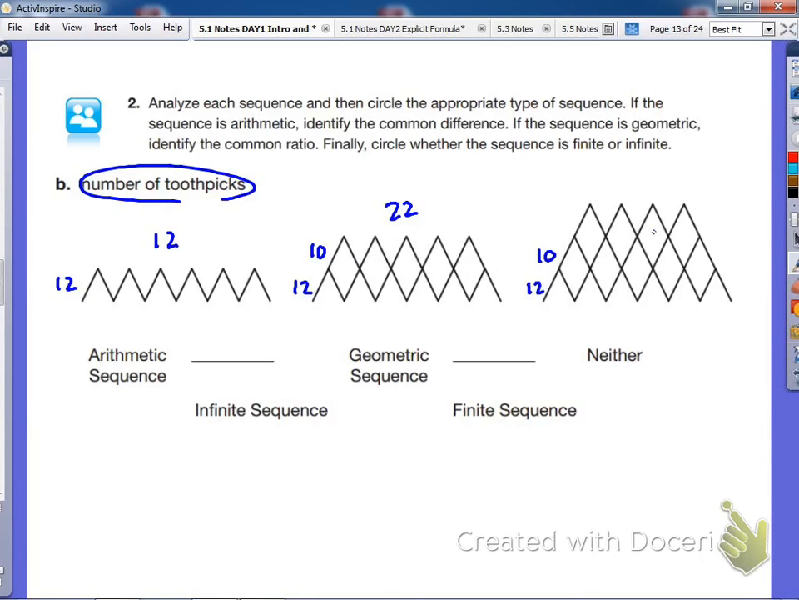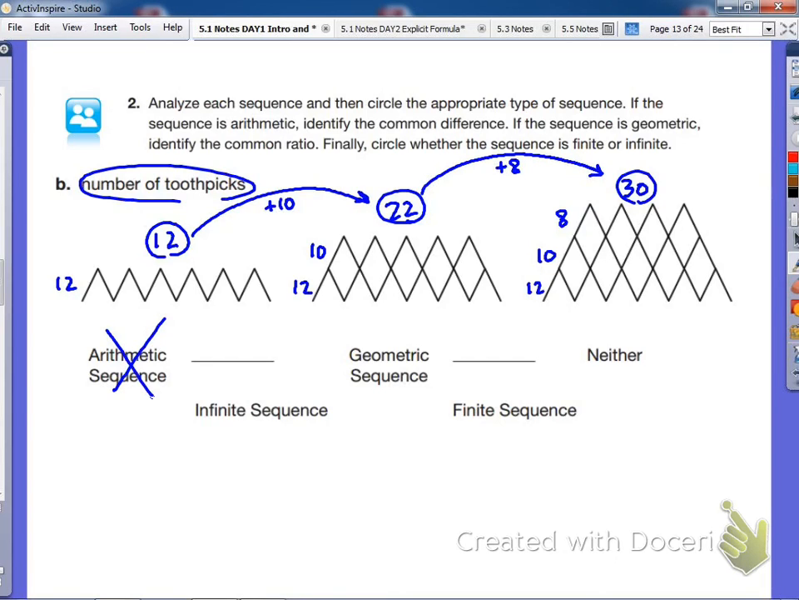There's 30 toothpicks. Okay, so my question to you is, how do we go from 12 toothpicks to 22 toothpicks? There's adding 10, yeah. Now, can I add 10 and get 30? No. Wait a second. So I add 10 here and then I add what, 8 here? Is this an arithmetic sequence? No. Absolutely not. You have to add the same difference or the same amount each time for it to be an arithmetic sequence.